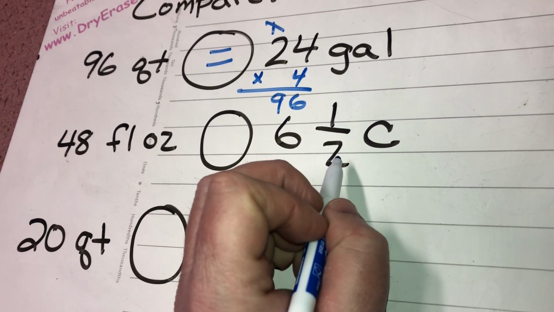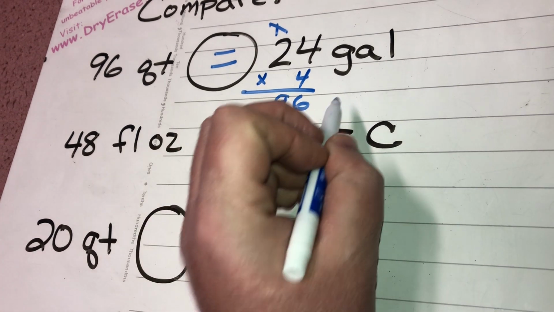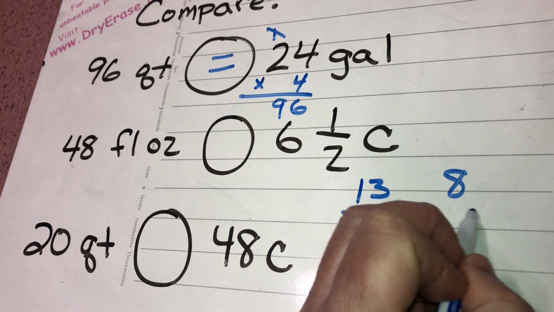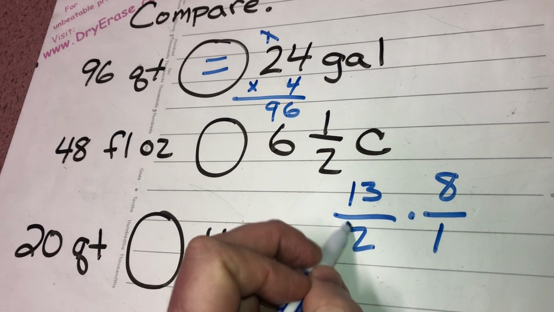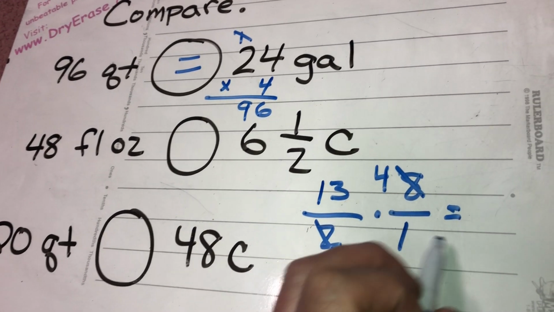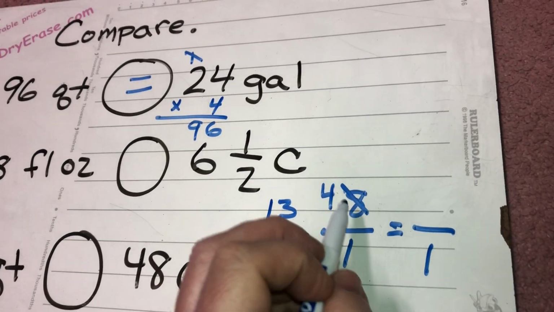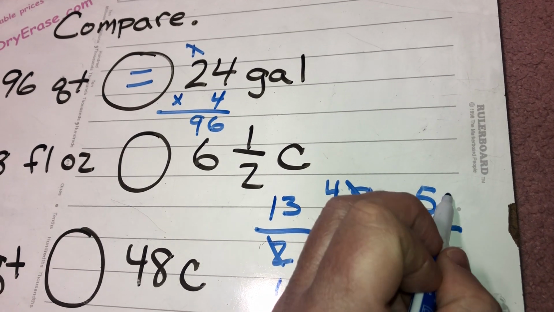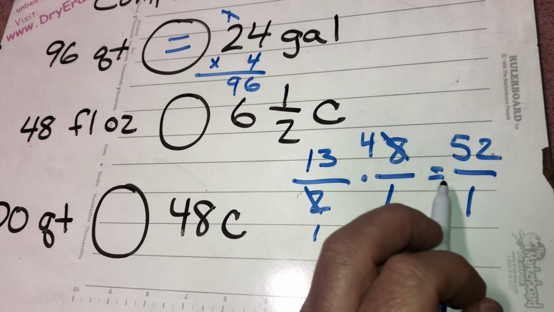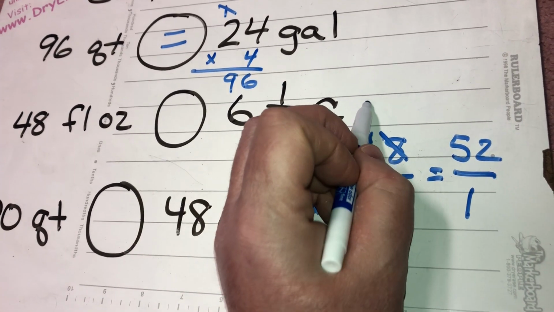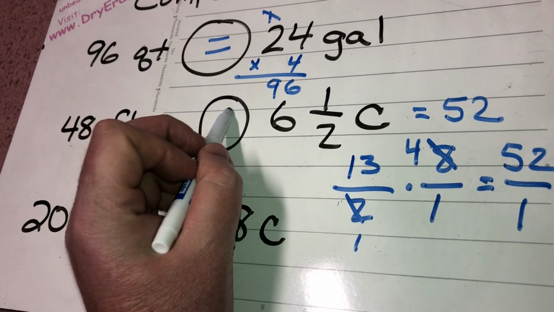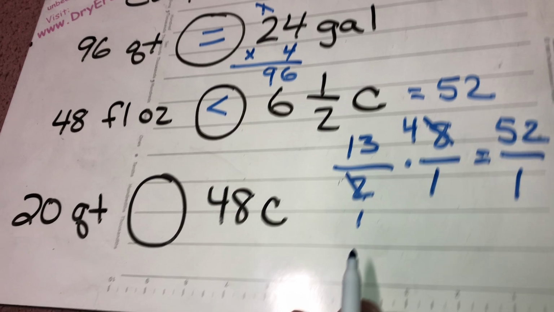It's going to be 6.5 times 8. 2 times 6 is 12, plus 1 is 13. That's going to be 13 over 2 times 8 over 1. 2 divided by 2 is 1. 8 divided by 2 is 4. 1 times 1 is 1. 13 times 4 is 52. I end up with 52 over 1, which is equivalent to 52. So 6.5 cups is equal to 52 fluid ounces, which means that is greater than 48 fluid ounces.